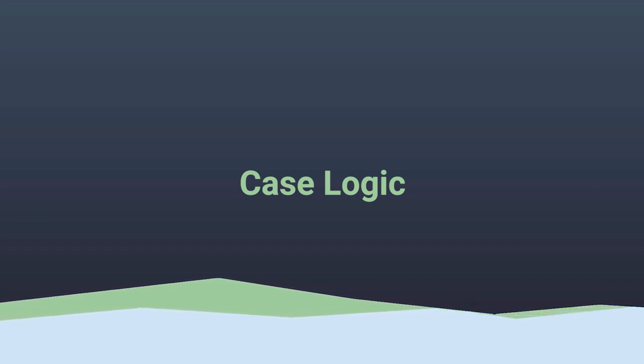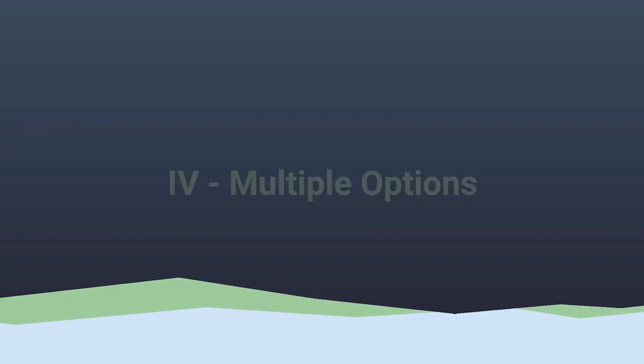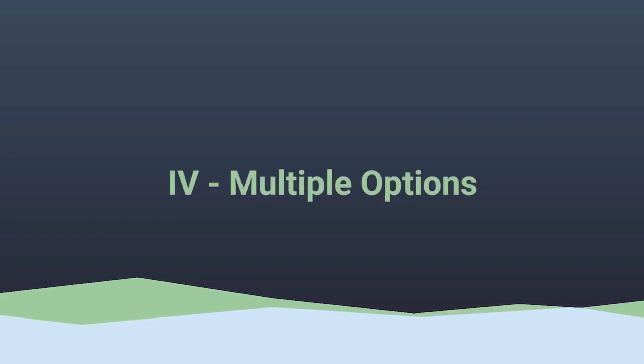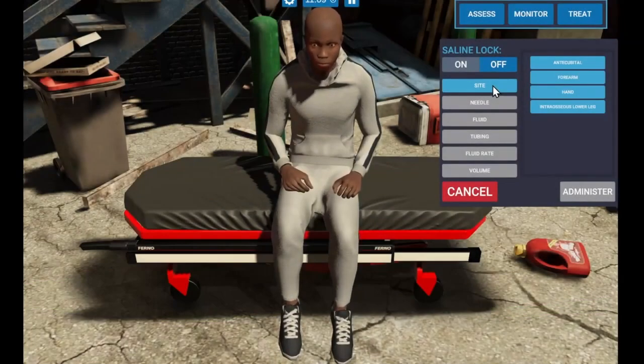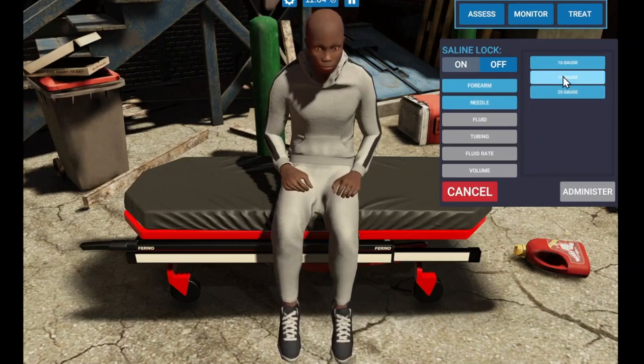In this video, we'll be talking about how to use Case Logic to set up a preferred IV choice. Here I have a case where a student is presented with multiple IV options. However, the preferred or appropriate choice is an IV of D5W at a TKO rate.